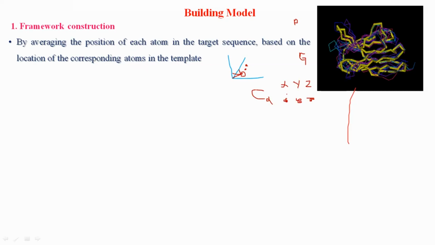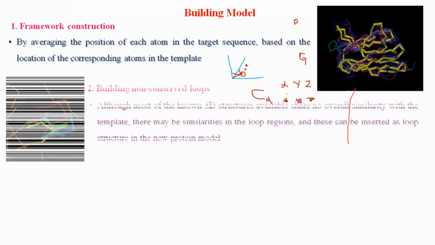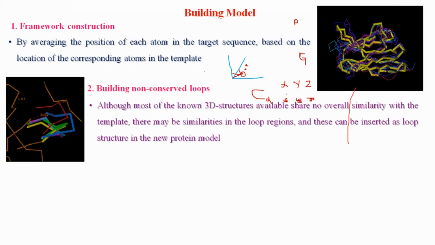In that case, it will be comparing the template coordinates with the target amino acid atoms. Okay, and it will be averaging the positions between those, and those positions will be copied. Then, after generating the backbone, it will generate the loops between the backbone and the secondary structures. Everyone is familiar with the secondary structures, right? Alpha helices and beta sheets, coils and loops, right?